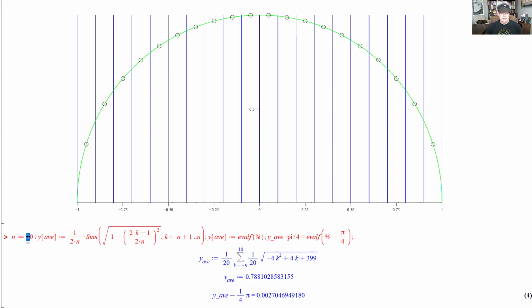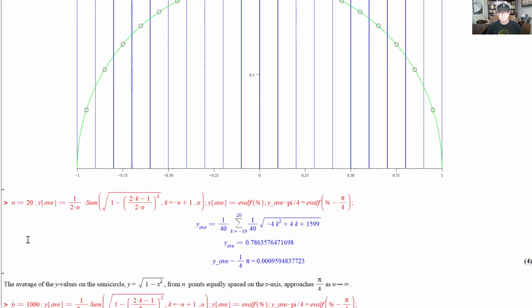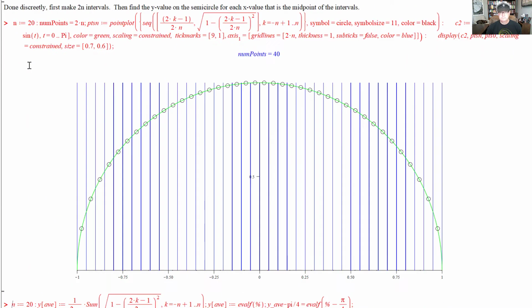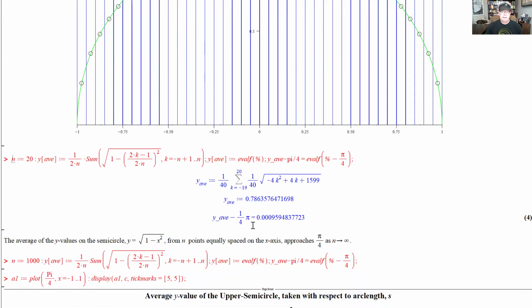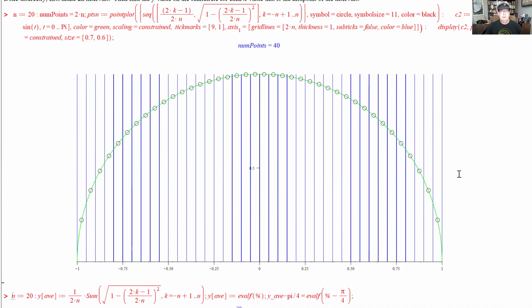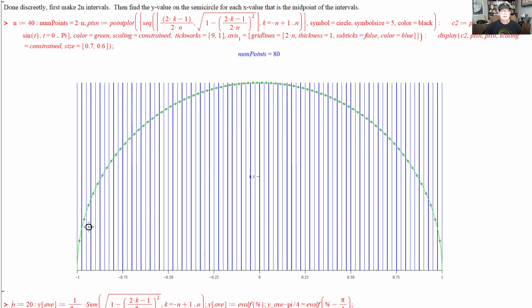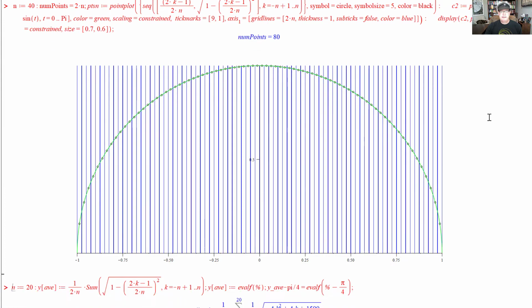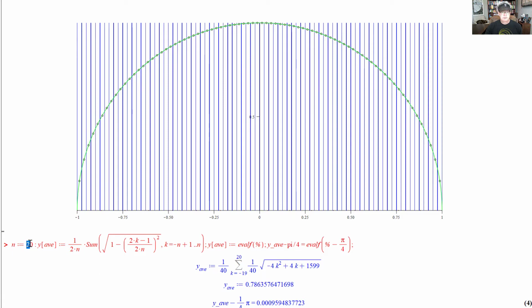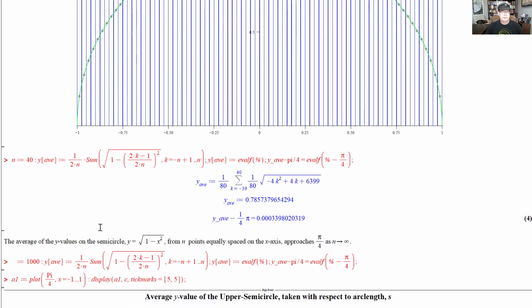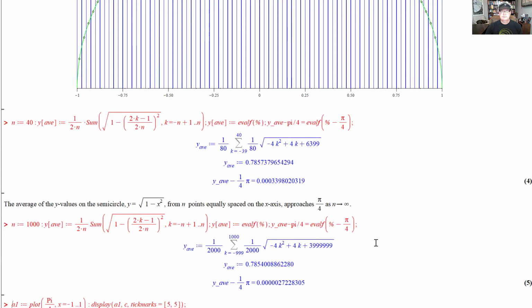And if I double the number of points, let's see if we can do it visually or not. There we go. So 20 points, and I got a little closer to pi over 4. Maybe I'll double one more time visually. There we go. So there's 80 points equally spaced along the x-axis, 40 in each quadrant. And I just keep getting closer to pi over 4, the higher the number of points. Like if you go to 1,000, get even closer.